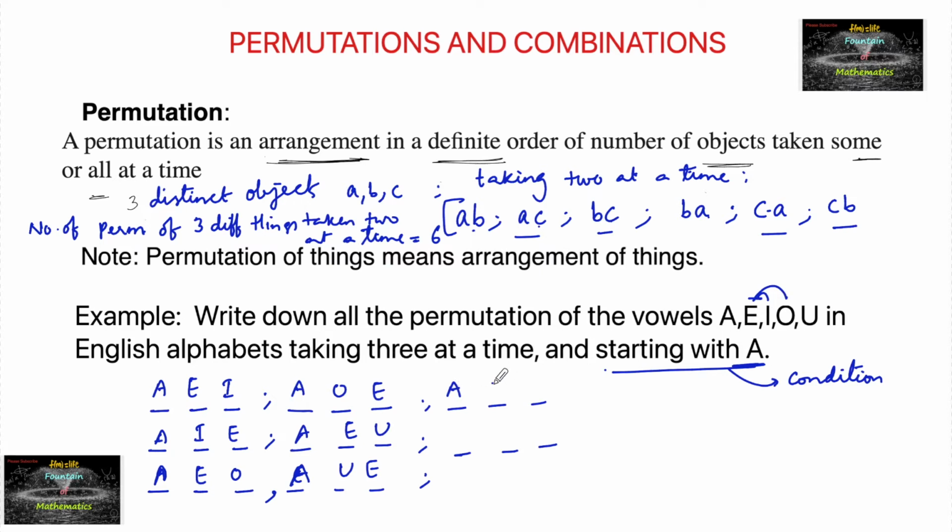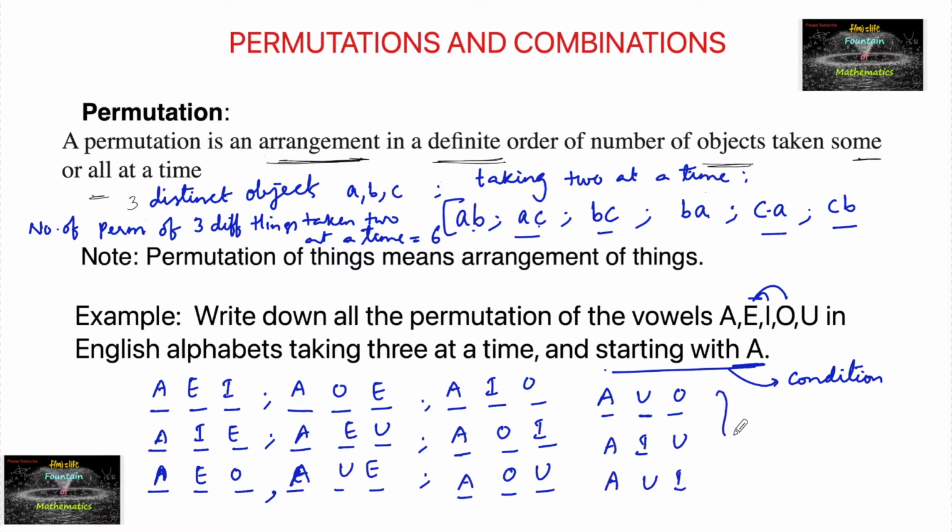Next, A, I, O, and we can write A, O, I, this is also done, and again A, O, U. We can also write A, U, O. This is also a way you can write. And next, I, U: yes, it's not there yet, so we can write here A, I, U or A, U, I. So total how many are there? 1, 2, 3, 4, 5, 6, 7, 8, 9, 10, 11, 12.